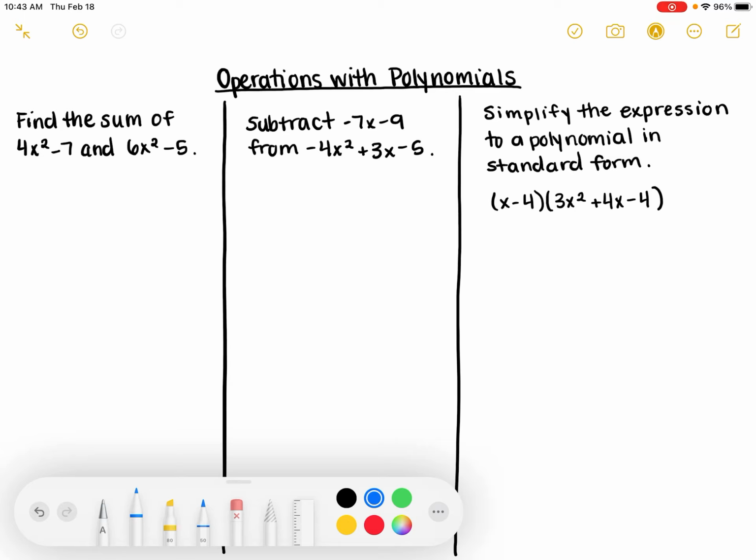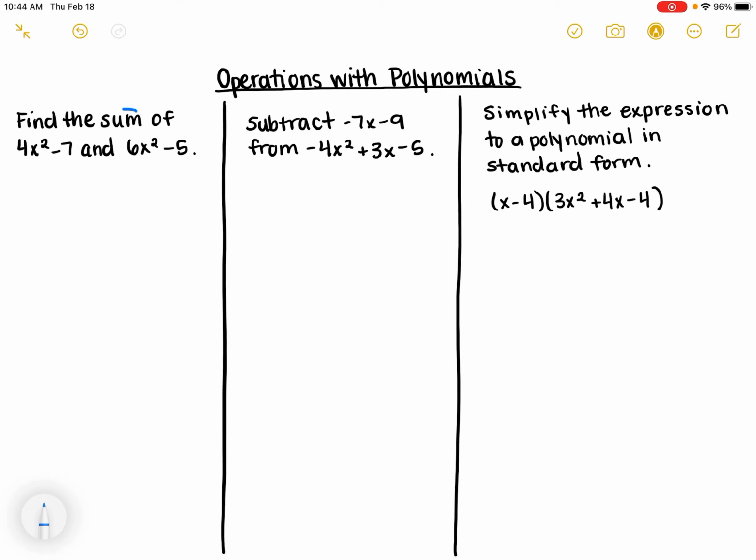So the first problem I have on the left is find the sum of 4x squared minus 7 and 6x squared minus 5. Just because we didn't do one worded like this in class, we need to make sure we know that the word sum is telling us to add the polynomials together. When I'm adding polynomials, it doesn't matter the order that I add them in, but I'm going to write the first one first, 4x squared minus 7 plus 6x squared minus 5.